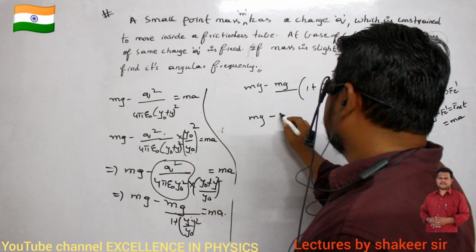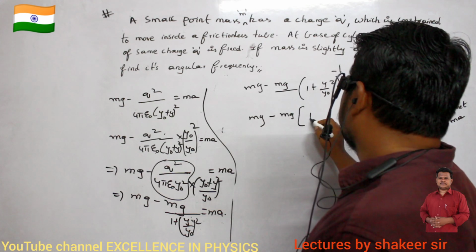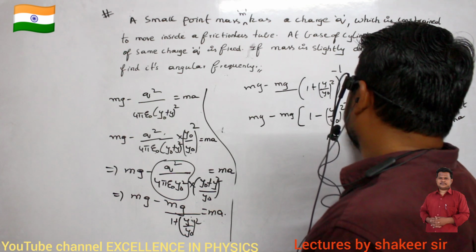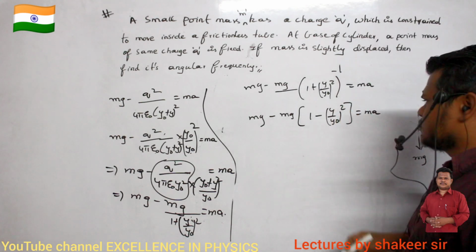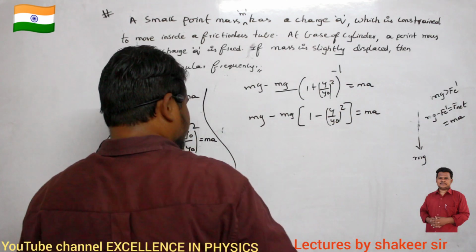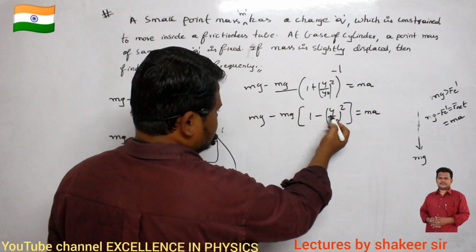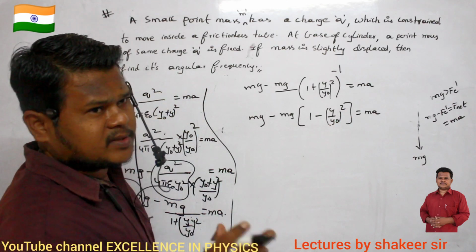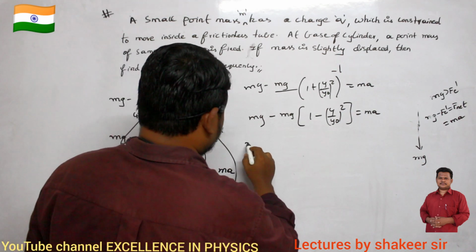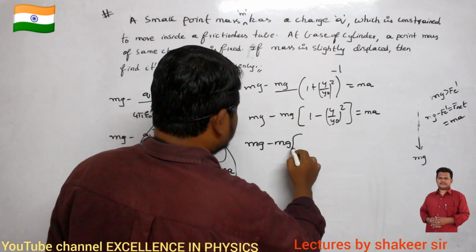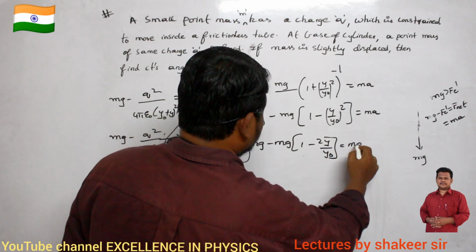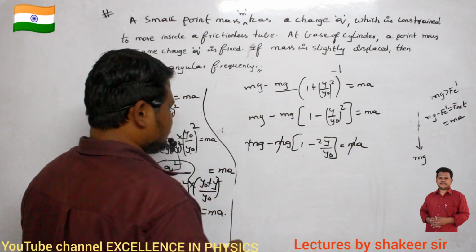So mg minus mg into this, I can write 1 minus (y divided by y naught) whole square is equal to ma. Clear now? So this is according to the binomial expansion. Again I can expand this according to the binomial expansion. Then the 2 comes here. Only the first term is valuable here; the remaining terms are very, very small in the binomial expansion. So how can I write mg minus mg into (1 minus 2y divided by y naught) is equal to ma. So m and m get cancelled.